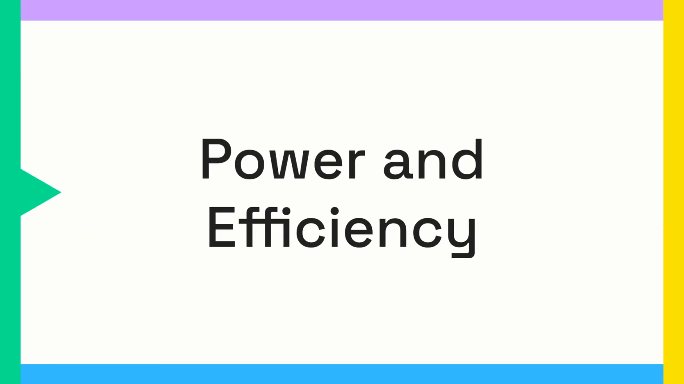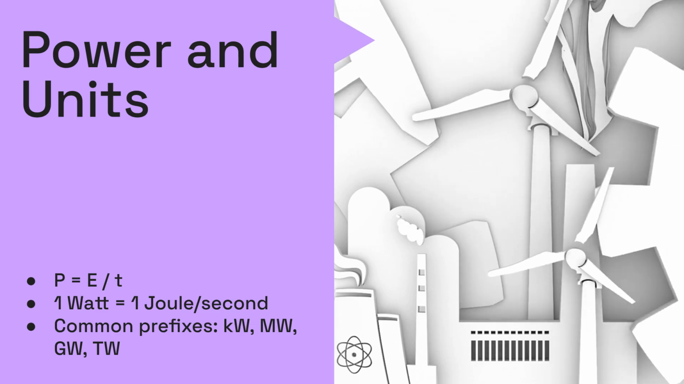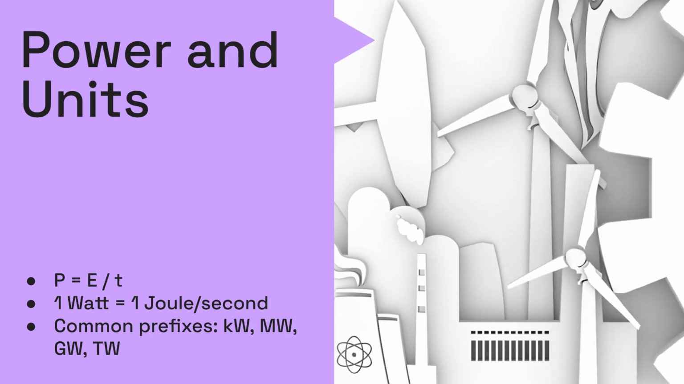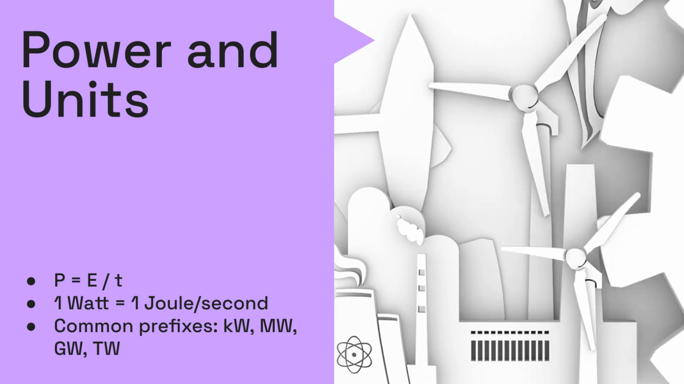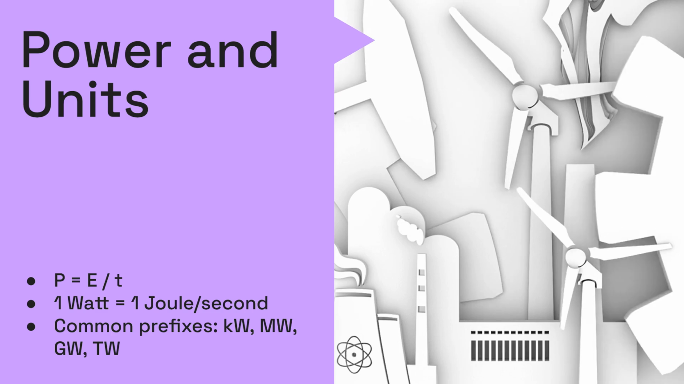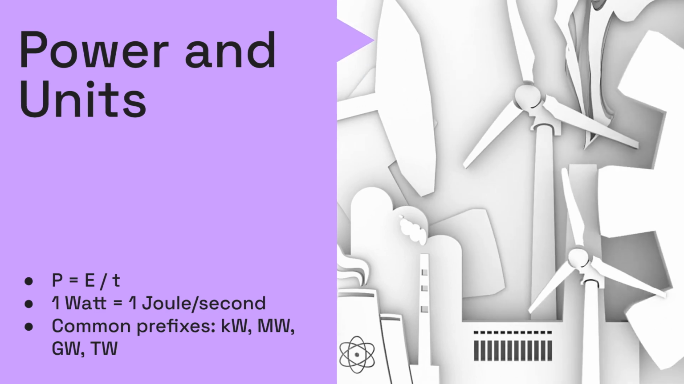Finally, we cover power and the critical concept of efficiency. Power is the rate of energy transfer. 1 watt is 1 joule per second. We often deal with large scales, using kilowatts up to terawatts. For example, a forklift lifting a 120 kilogram crate 5 meters in 4 seconds exerts 1.47 kilowatts of power.